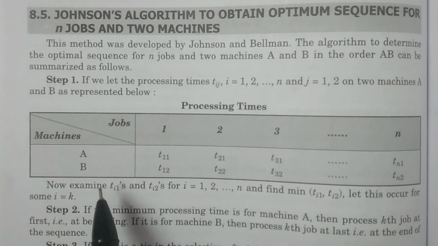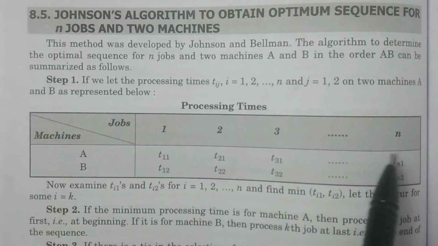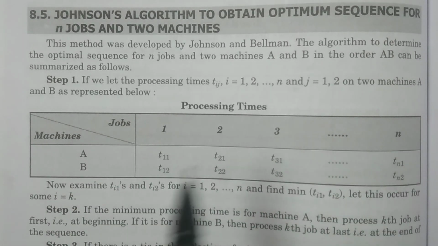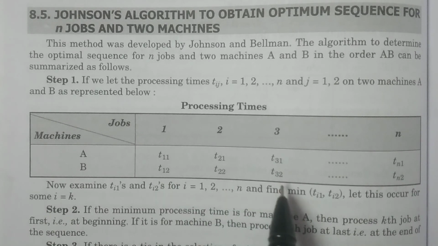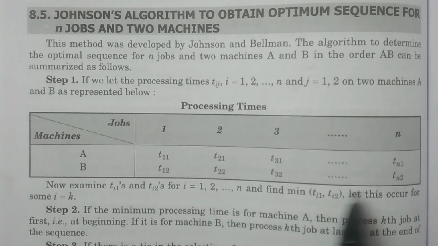Similarly, come to the processing times of machine B for n jobs, which are T12, T22, T32 and so on up to Tn2. So the second letter 2 indicates the machine, j is equal to 2, and the first letter indicates the n jobs, right?